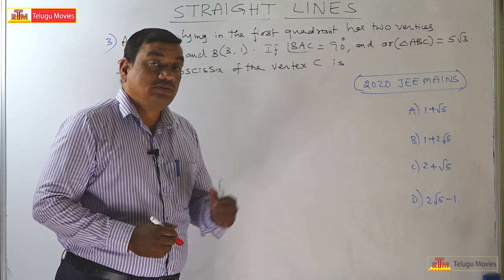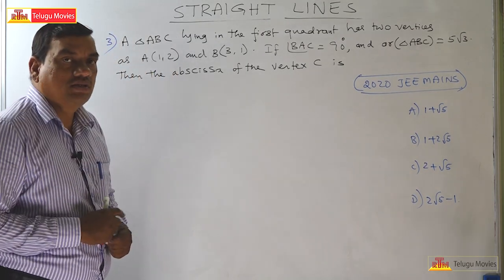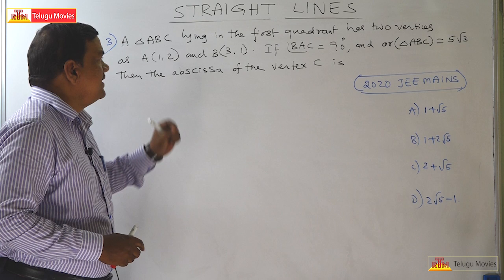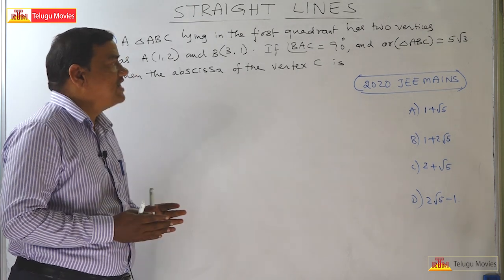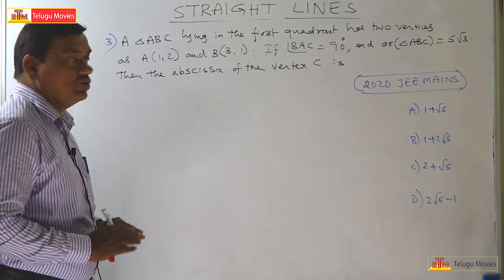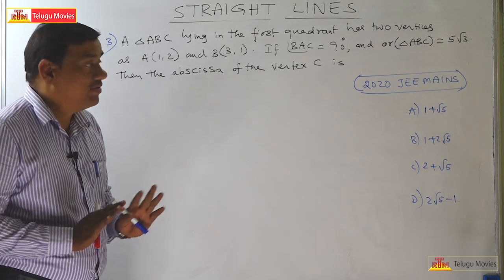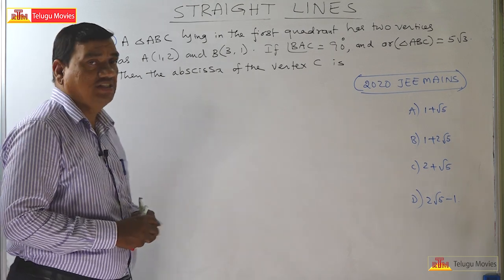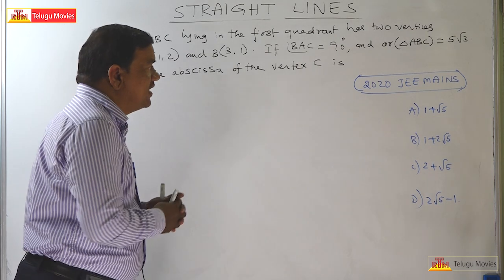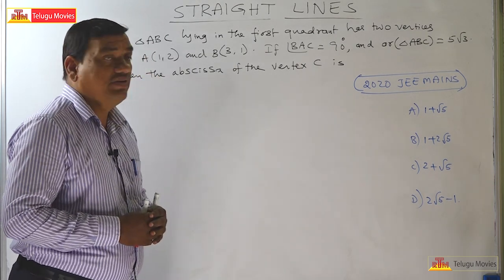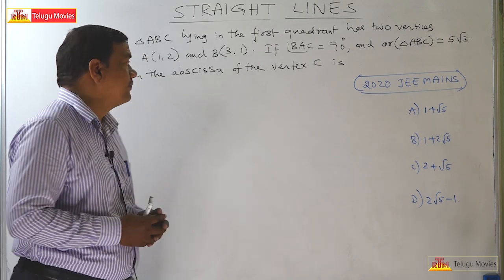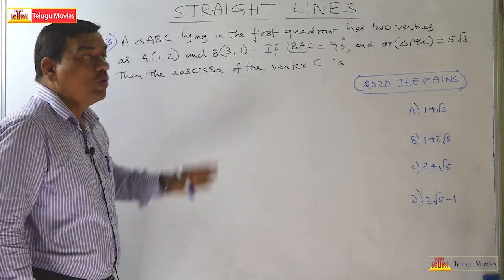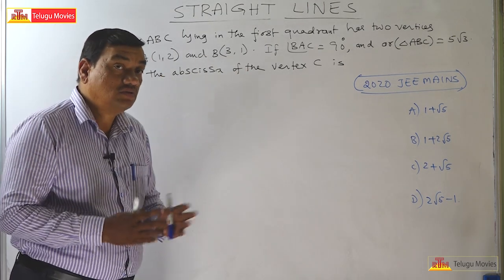Welcome to the third problem. This is a somewhat conceptual based question. A triangle ABC lying in the first quadrant has two vertices, A(1, 2) and B(3, 1), and angle BAC is equal to 90 degrees. It is a right angle triangle lying in the first quadrant, and the area of the triangle ABC is given as 5 root 3 square units. Then the abscissa of the vertex is asked. That means in a right angle triangle, two vertices are given and we have to find out the third vertex.